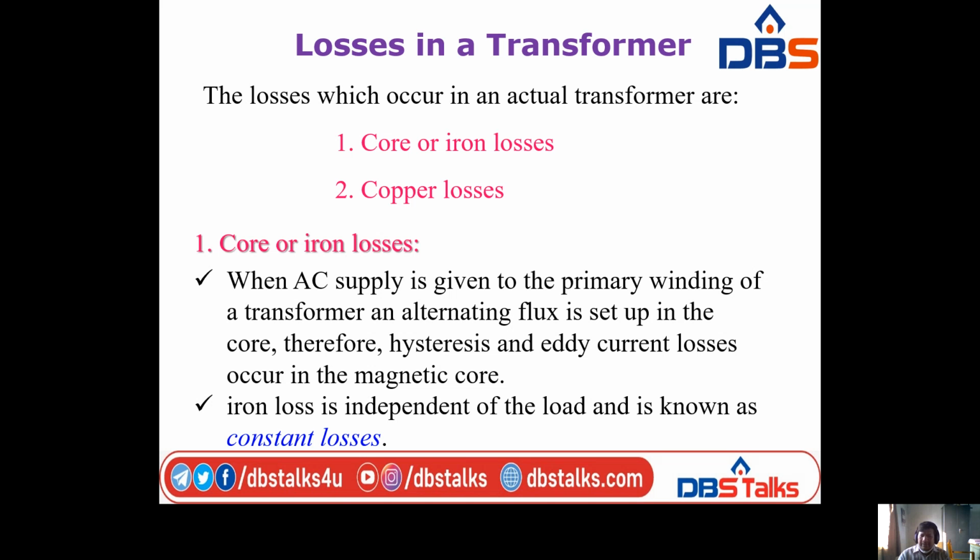Iron losses do not depend upon the load. That's why these losses are also called constant losses. As the load varies, there is no change in the eddy current loss or the hysteresis loss. As the load varies, the current varies, and whenever the current varies, copper losses vary, but not iron losses. That's why iron losses are independent of the load and are known as constant losses.